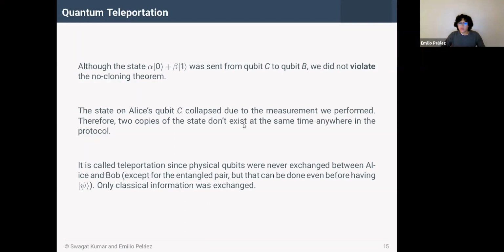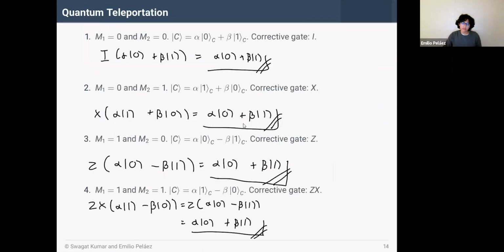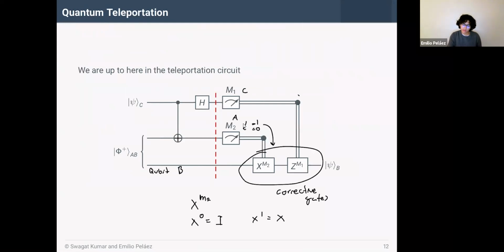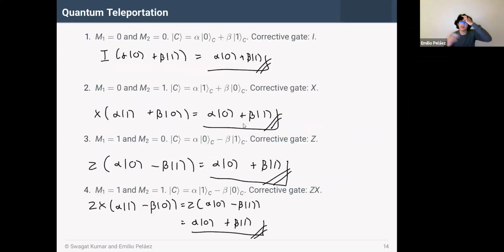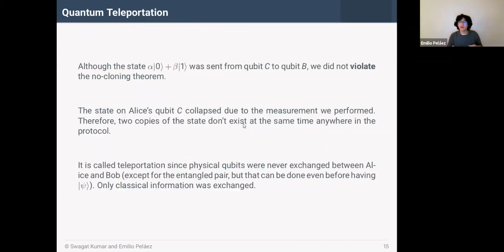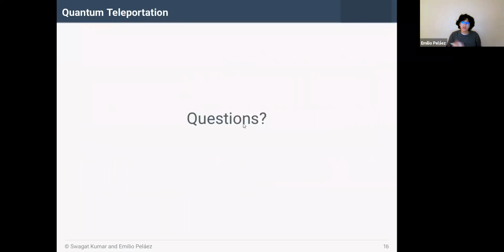And it is called teleportation since physical qubits were not exchanged between Alice and Bob, just the entangled pair, but that was done before the protocol. That is not part of the protocol itself, and only classical information was exchanged. And the classical information was the one in these wires that actually needs to be sent by optical fiber or any other type of classical communication that we use today. Okay, so that's basically the quantum teleportation protocol. Are there any questions about it?